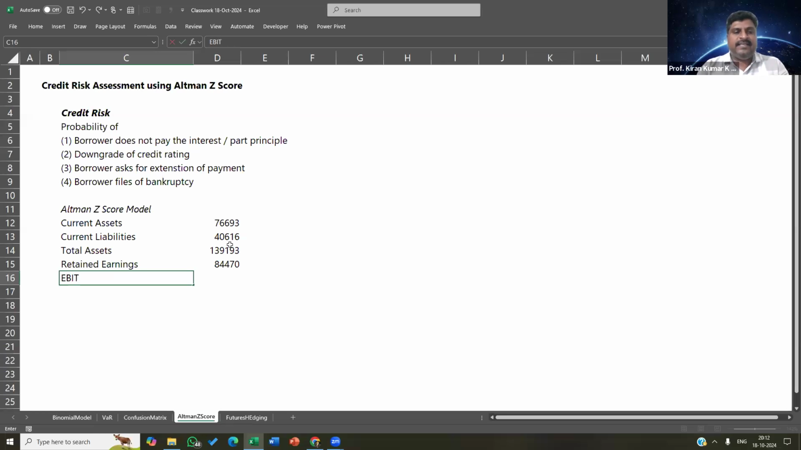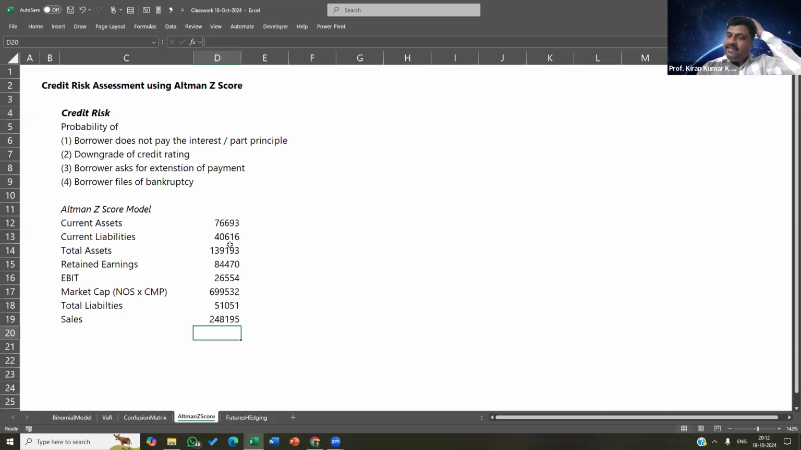The company's operating profits, EBIT, is around 26,554 crores. And the market capitalization, market cap basically refers to number of shares into current market price of the company, is around 6,99,532 crores. And the company has a total liabilities or total debt of 51,051 crores. And company sales is around 2,48,195 crores. So these are the information that we require to perform the analysis of Altman Z score.